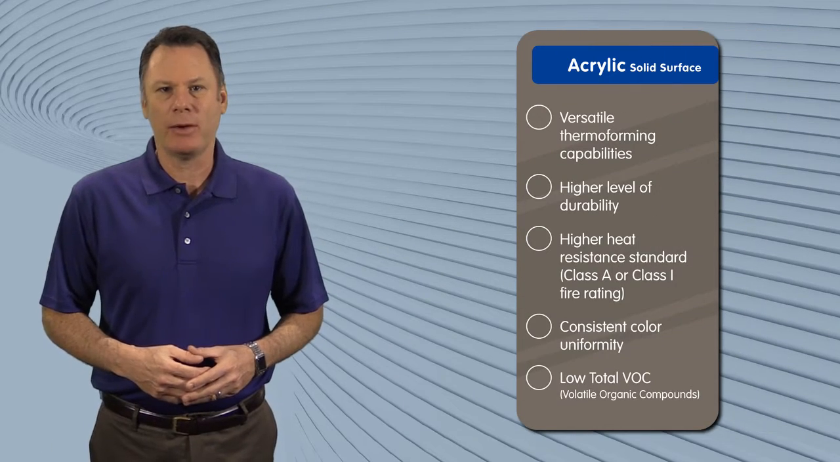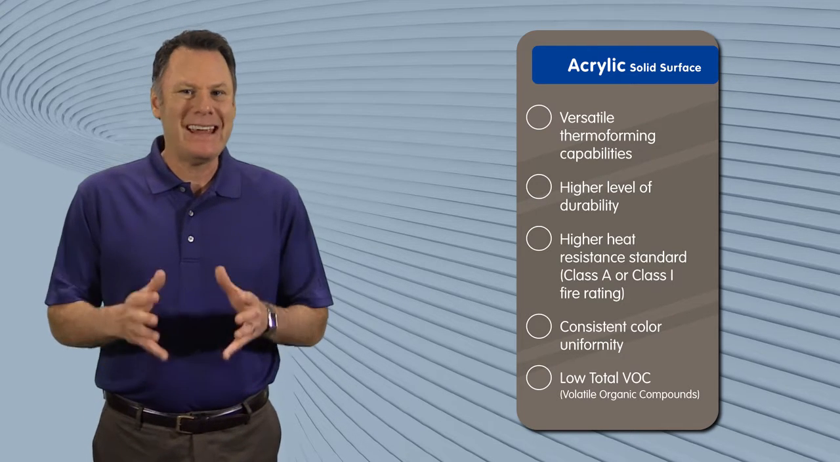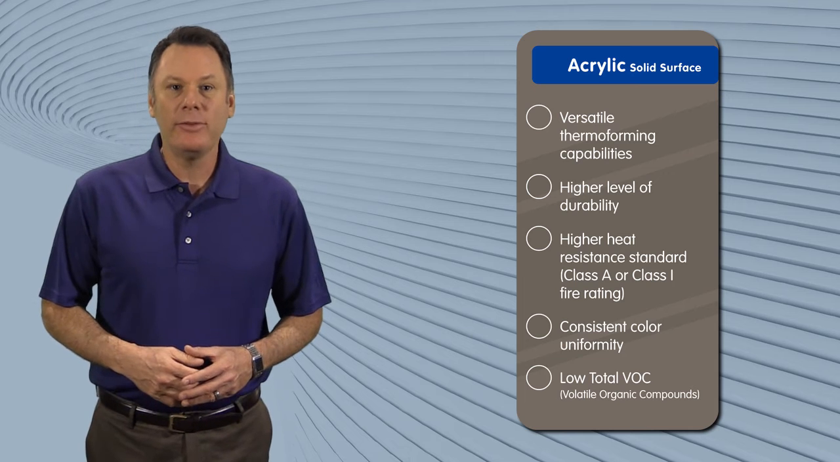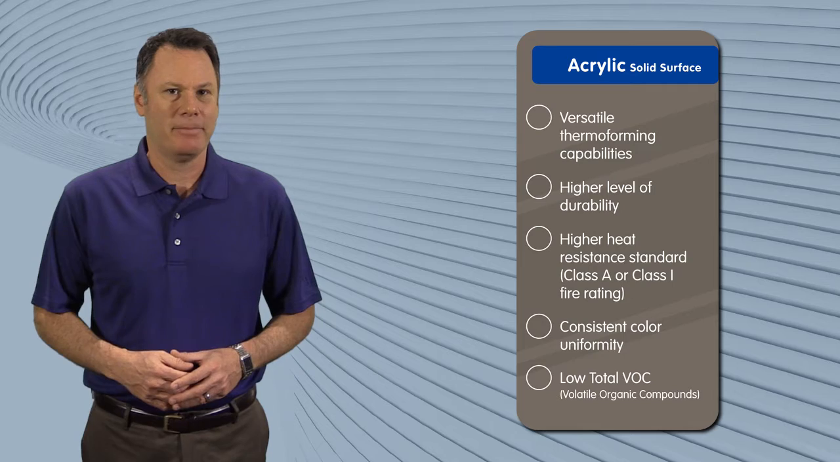Acrylic solid surface has greater tensile and flexural strength, and it offers higher heat and impact resistance than polyester solid surface. Acrylic offers an easier seaming process, lends itself more to thermoforming, and can be bent to tighter radii.